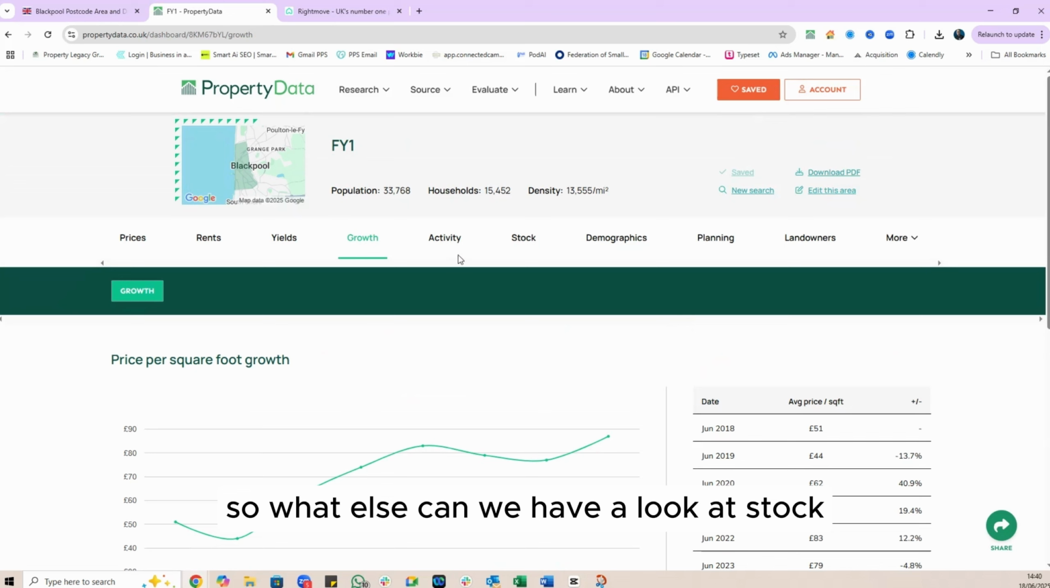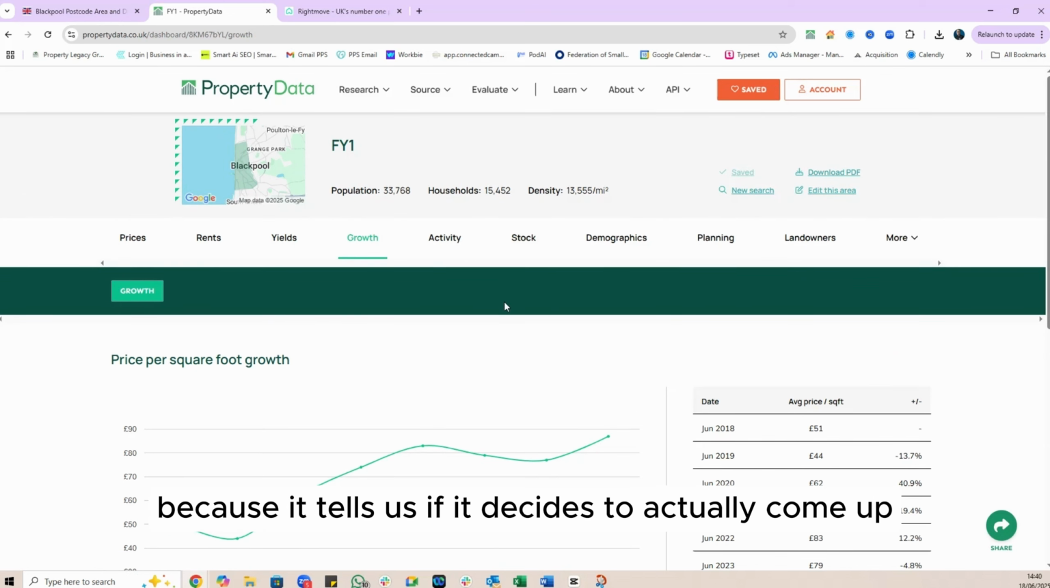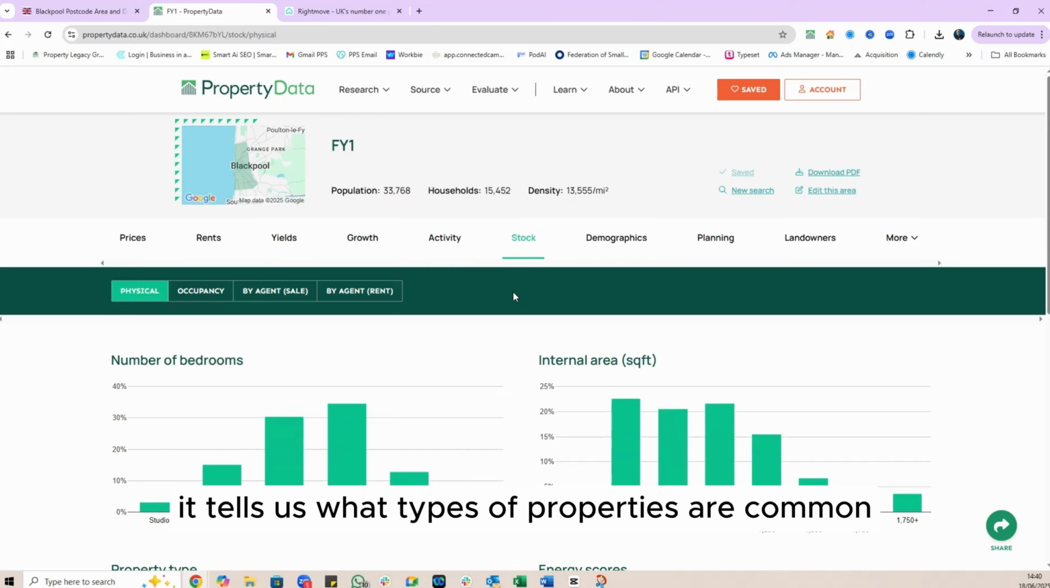So what else can we have a look at? Stock. Stock's quite interesting because it tells us what types of properties are common.